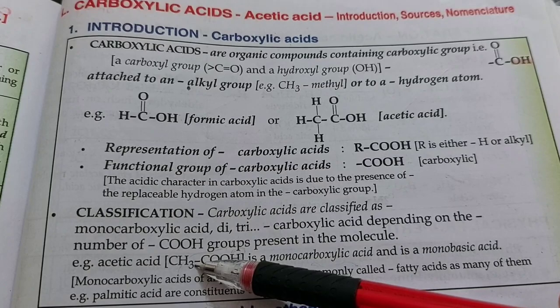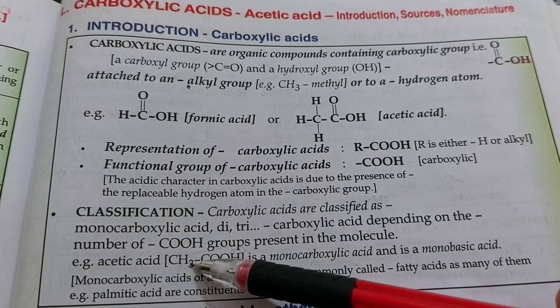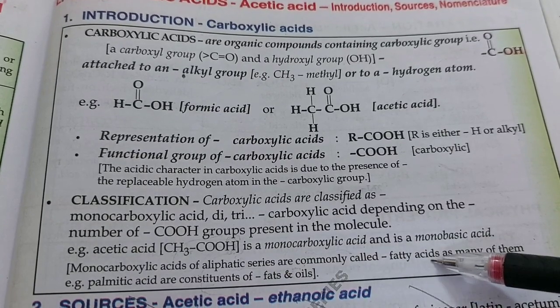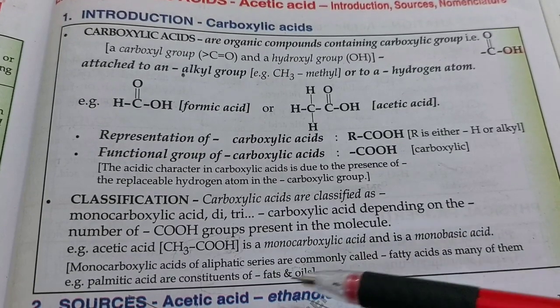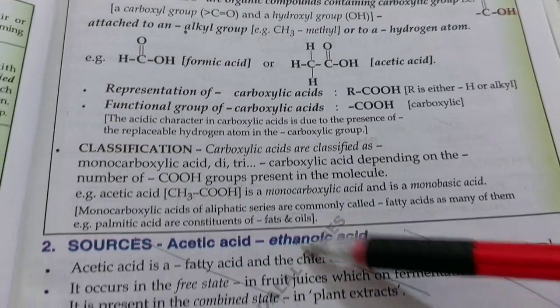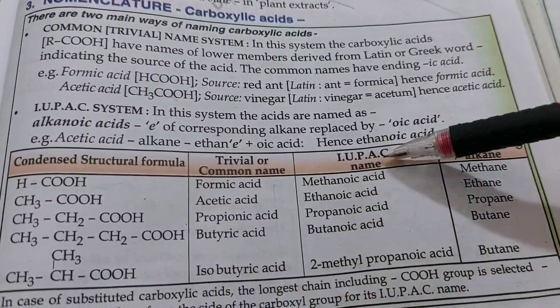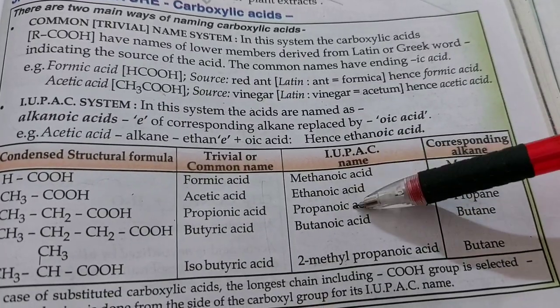These three hydrogens cannot be ionized. It's a strong covalent bond out there. Acids of aliphatic series, they are called fatty acids. They are a constituent of fats and oils. Sources cancelled. Nomenclature, I've just explained it. Learn the names, common names, and the IUPAC names will just add oic acid to the parent name.